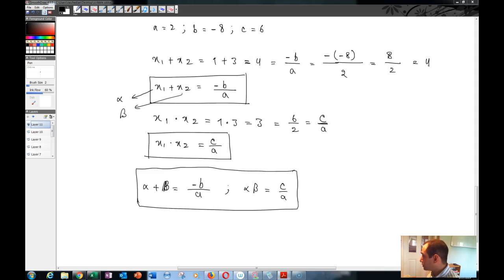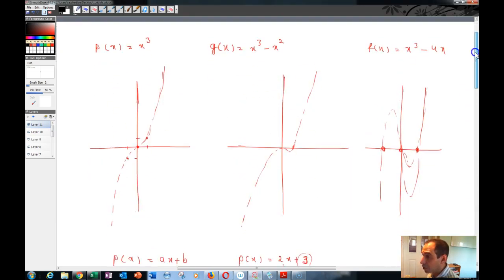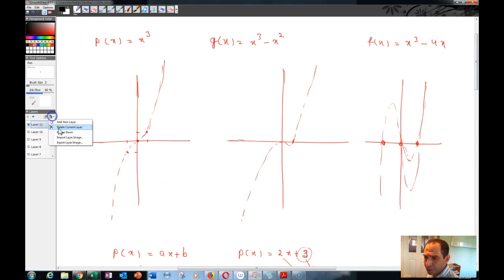So that is that. We could have another example as well. Let's take the example of another polynomial. Okay, so let's see what we can do here.